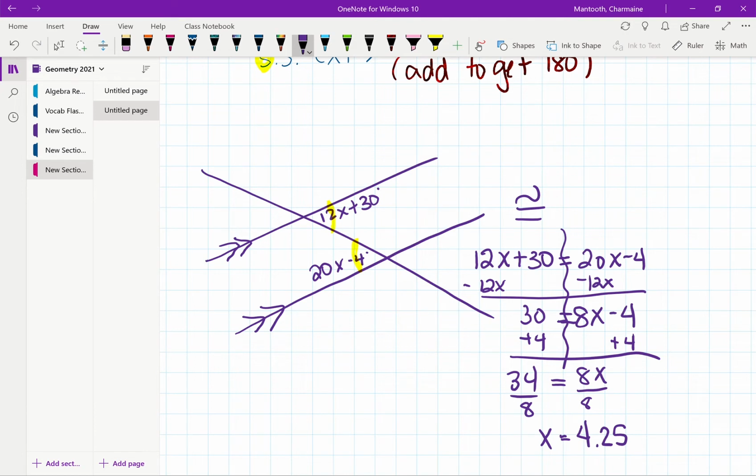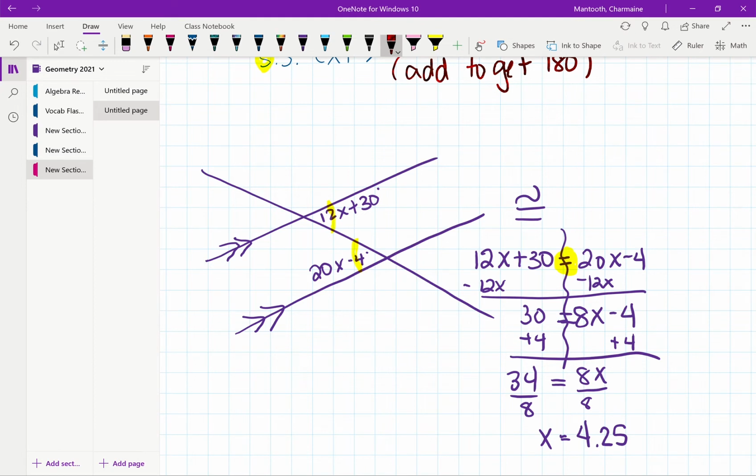So now that I know the x value, I'm going to plug it in. Even if the problem doesn't ask me to plug it in, I'm going to double check because I said that these two angles were going to be equal to each other. So when I plug in my x value, those two angles should be equal to each other because that's the basis upon which I created that equation.